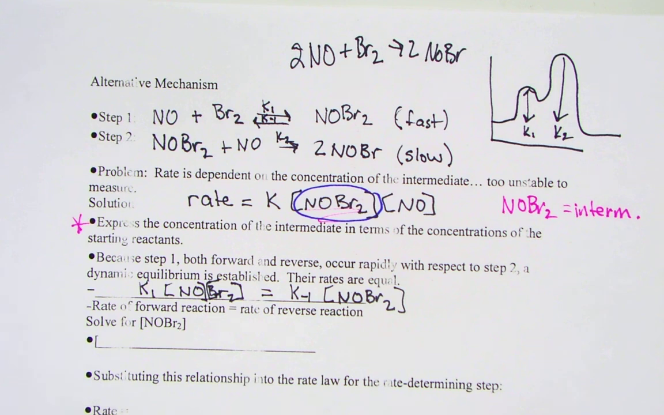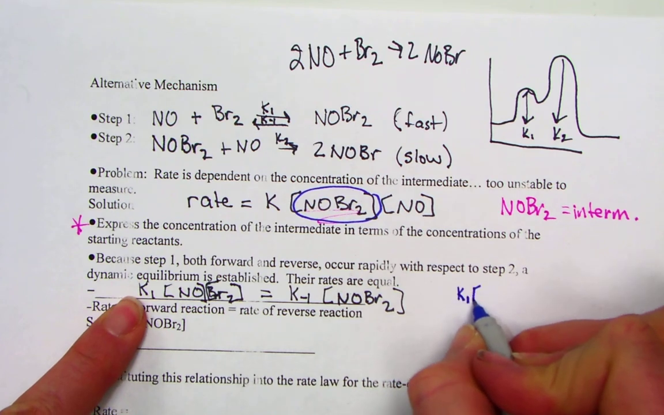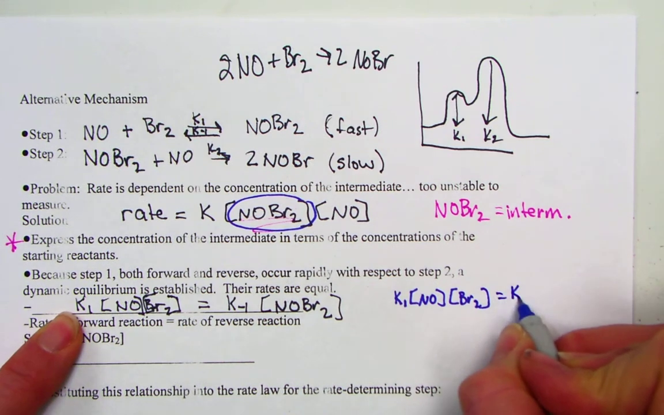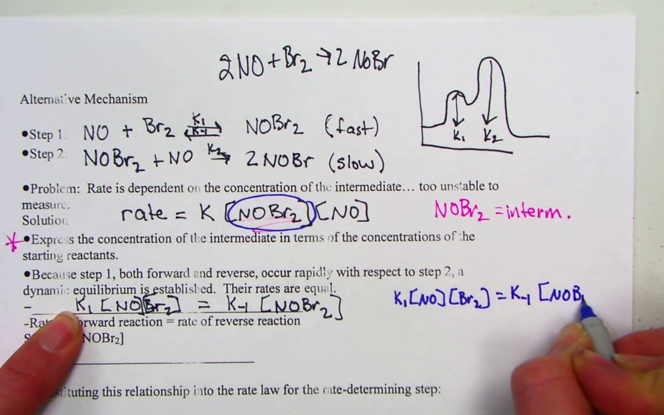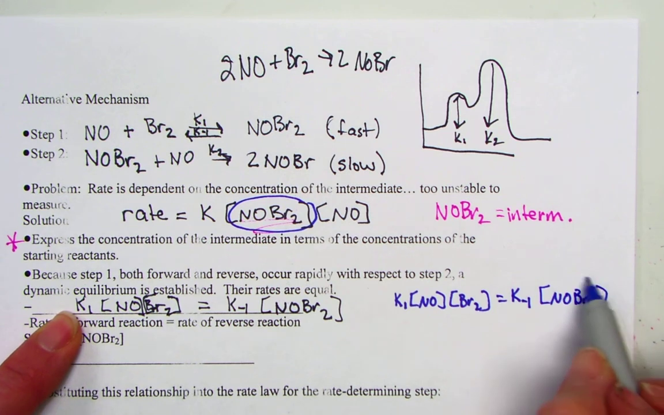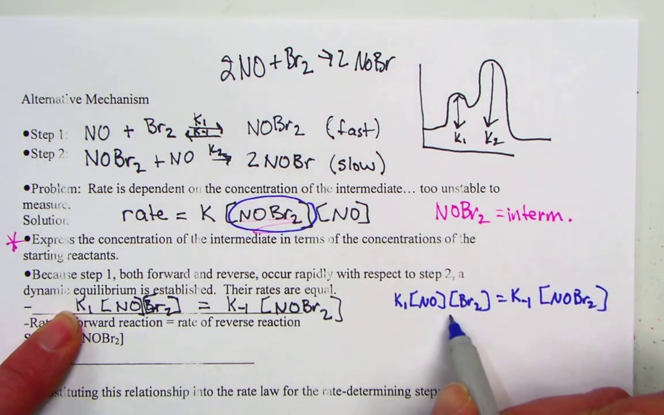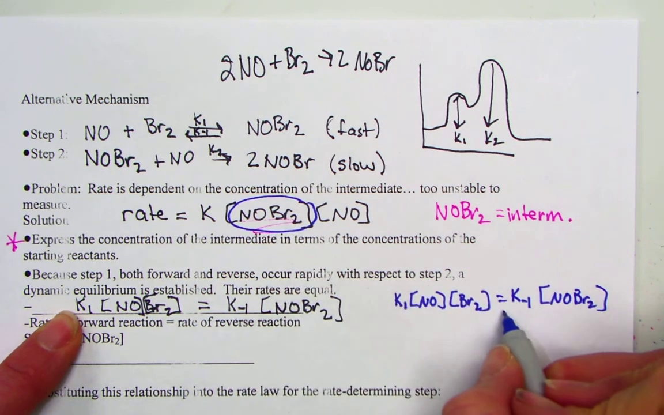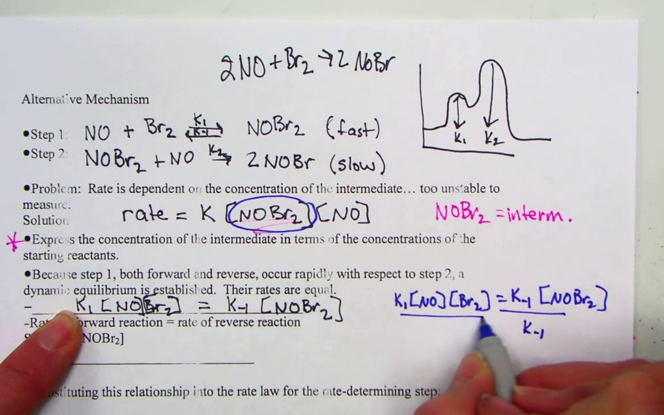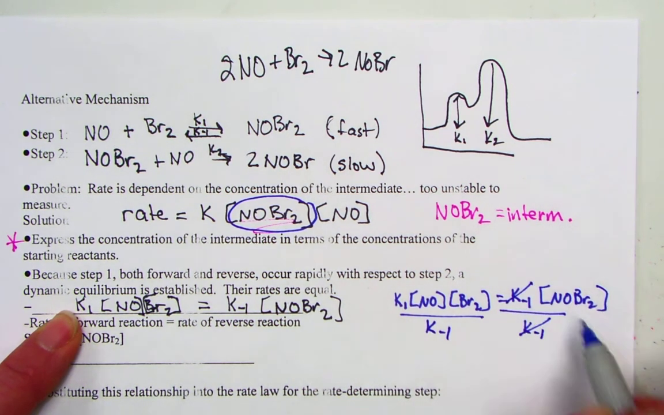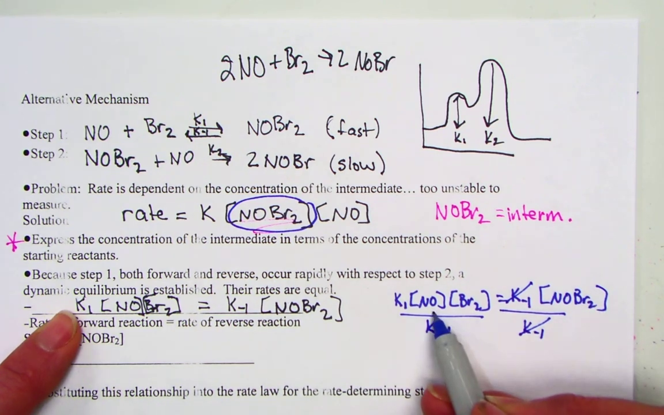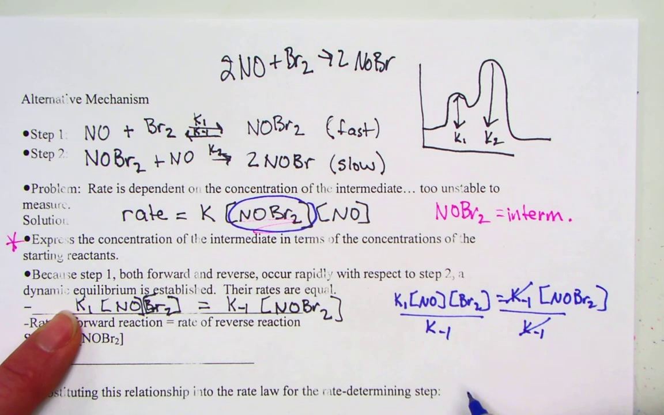reactant. It's just a little algebra game. If I have K1 times the concentration of NO times the concentration of Br2 set equal to K negative 1 NOBr2, I want to solve for NOBr2 in terms of the initial reactant so I can sub that into this observed rate law. So let's just divide both sides by K negative 1. So that simplifies. And the concentration of NOBr2 is the same as saying NO first order, Br2 first order.